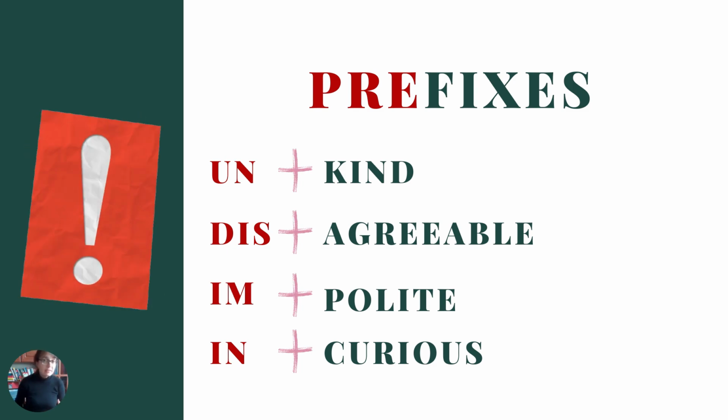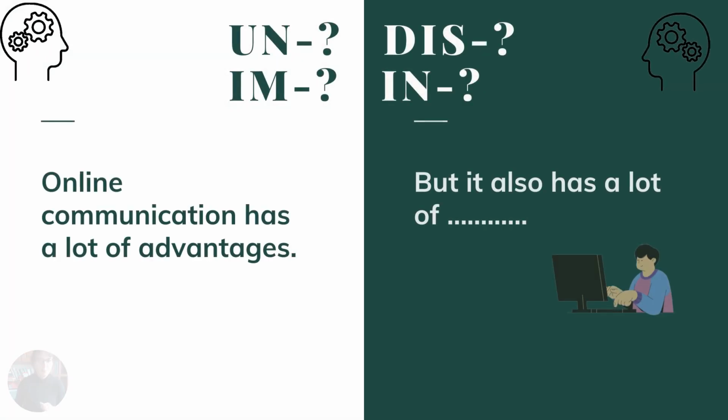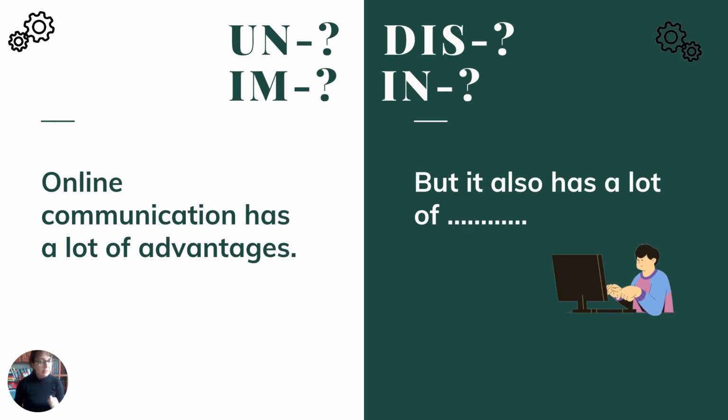A person who is not kind is called unkind. A person who is not agreeable is disagreeable. A person who is not polite is impolite. And a person who is not curious is incurious. Let's do a bit of practice, shall we? Add the correct prefix to mean the opposite. So pause the video, write down your answer, and then play the video again.